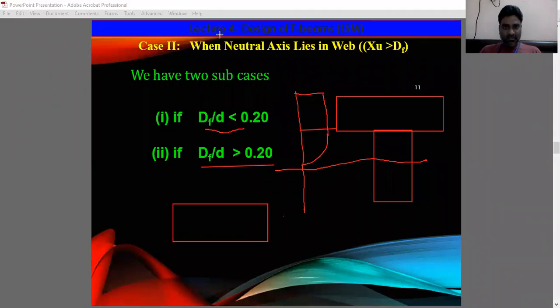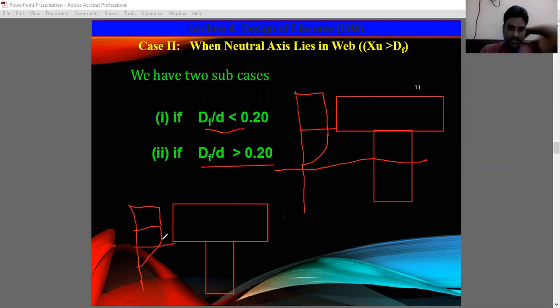That means this way I would like to draw that diagram. If this is the flange and this is the web, and if you observe the stress distribution diagram, up to here it is a rectangle, then it is a parabola. That means within the flange there are two types. Up to here it is a rectangle, and this is a parabola. So if this is the case, it's very difficult to determine the average stress, right? So in this case, how to determine the moment of resistance? These two things we will discuss now.